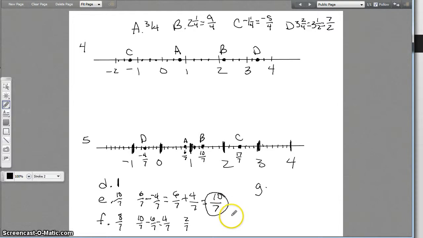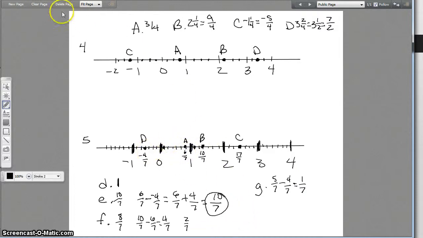So what's half of the distance? If the distance between them is 10 sevenths, half of the distance is 5 sevenths. So now I either add 5 sevenths to -4 sevenths, or I subtract it from 6 sevenths. So I am going to add the distance to -4 sevenths, and that will give me 1 seventh. So 1 seventh right here is midway between points D and A.